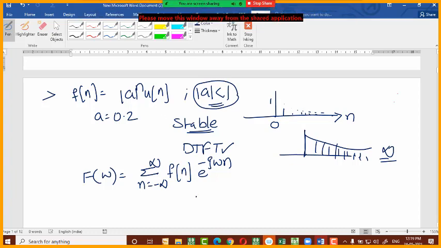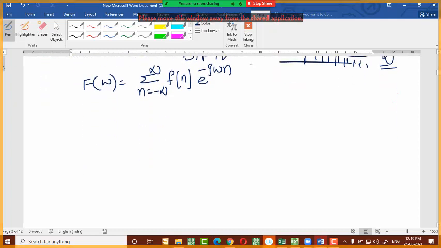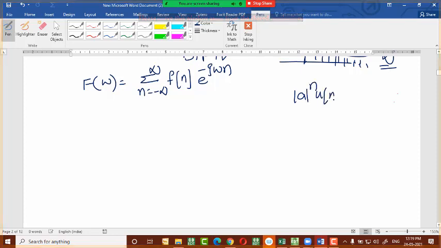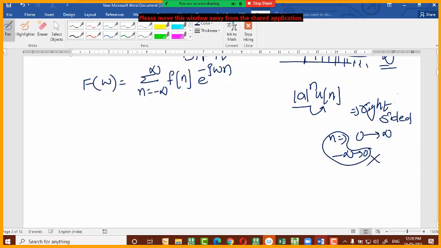Okay. So now our signal is a whole power n into u of n. Any signal multiplied with u of n will become a right-handed signal from the starting onwards. That means it will be available from 0 to infinity. When n is changing from 0 to infinity, the signal is available. So you need not think about minus infinity to 0. Okay, it is not required.